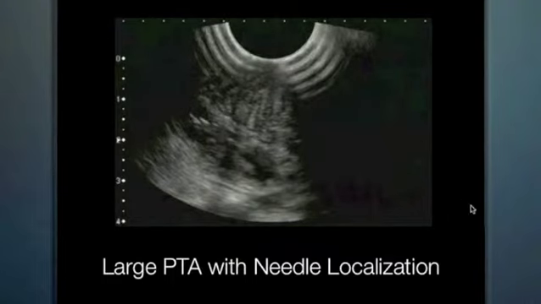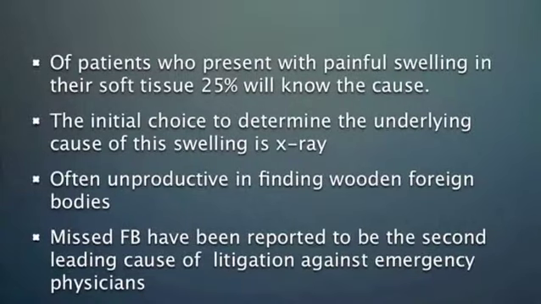Foreign bodies can often be challenging to find, in their location and their cause. In fact, of patients who present with painful swelling in their soft tissue, only 25% will find out what the cause is. Usually physicians turn to x-rays to identify the underlying cause of patients who come in with swelling. Unfortunately, this is often unproductive, since a lot of times it's a wooden foreign body that's causing the swelling, and wood does not show up very well, if at all, on an x-ray.